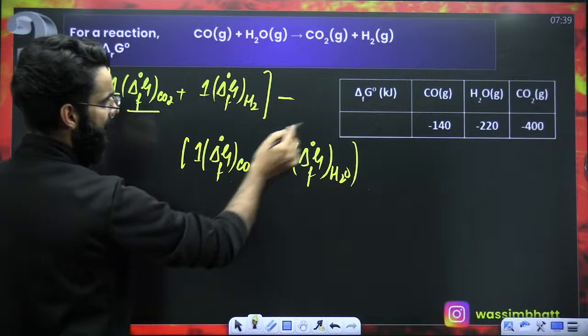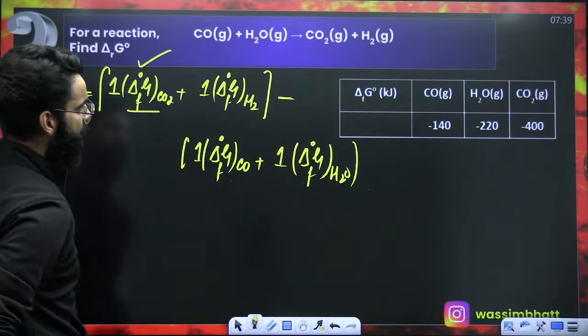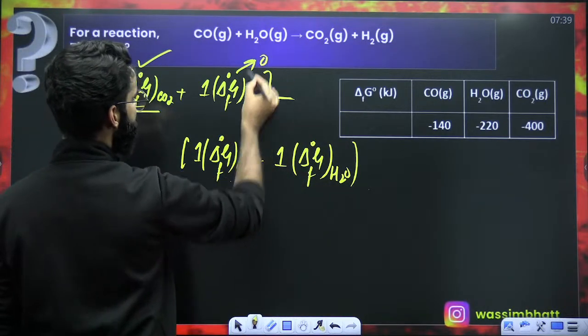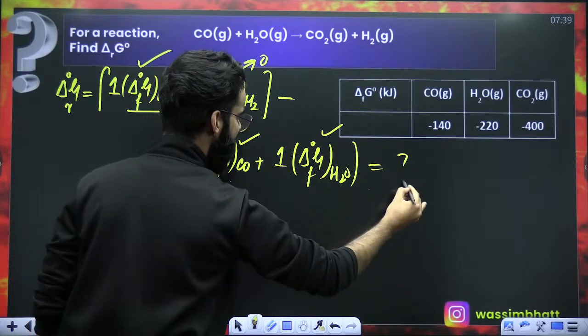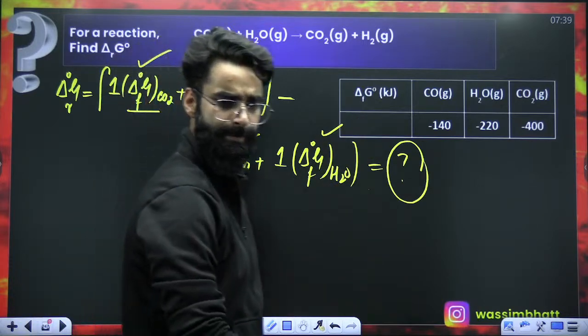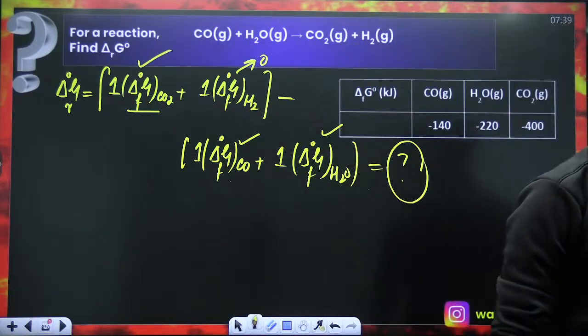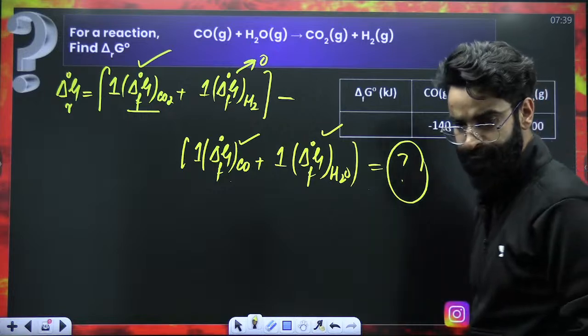Delta G naught F of carbon dioxide is given to us, minus 400. H2, hydrogen, is in standard state, so it's going to be 0. This value is given. This value is given. Put all the values and get the answer. That's all.